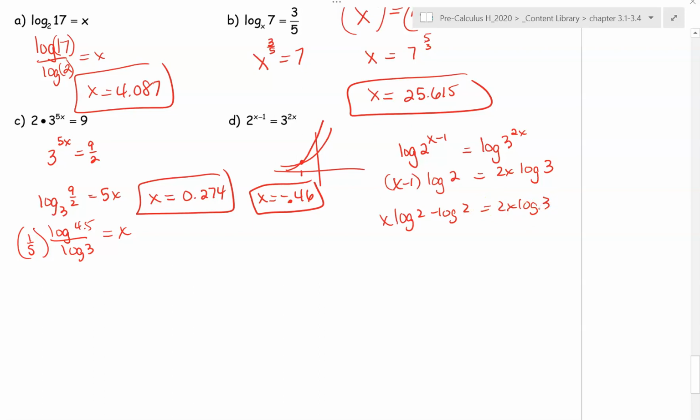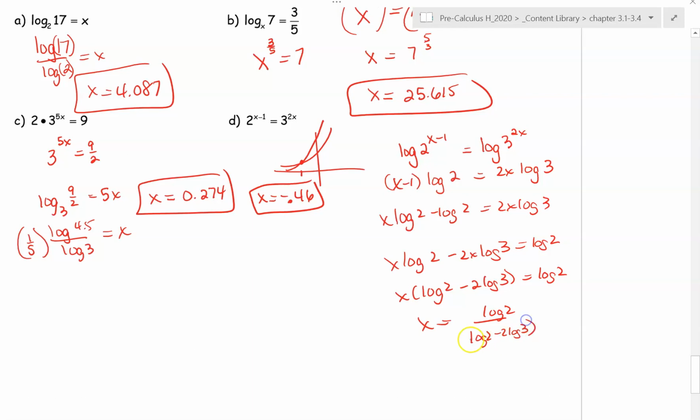And let's get every term with an x on one side of the equation and the terms that don't have an x on the other side of the equation. And so we can factor out an x. So now if we divide log of 2 by log 2 minus 2 log 3, and again, make sure you put that whole thing in parentheses, you can get the answer, which is negative 0.46.